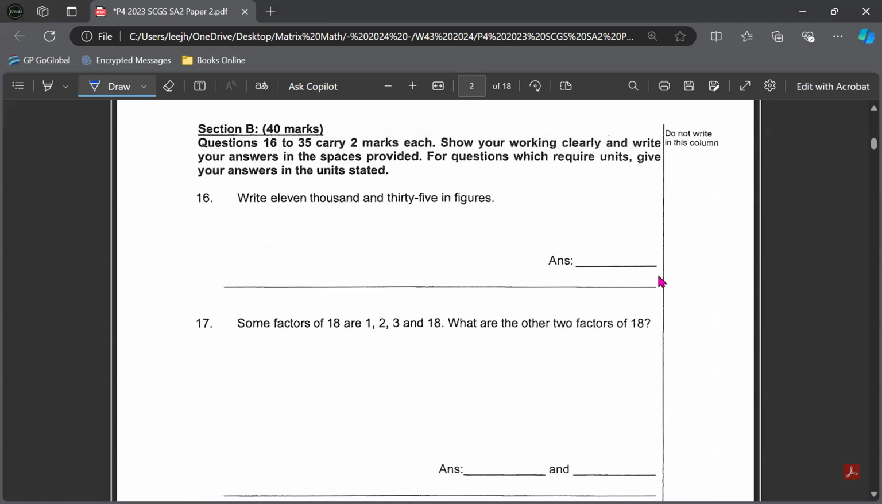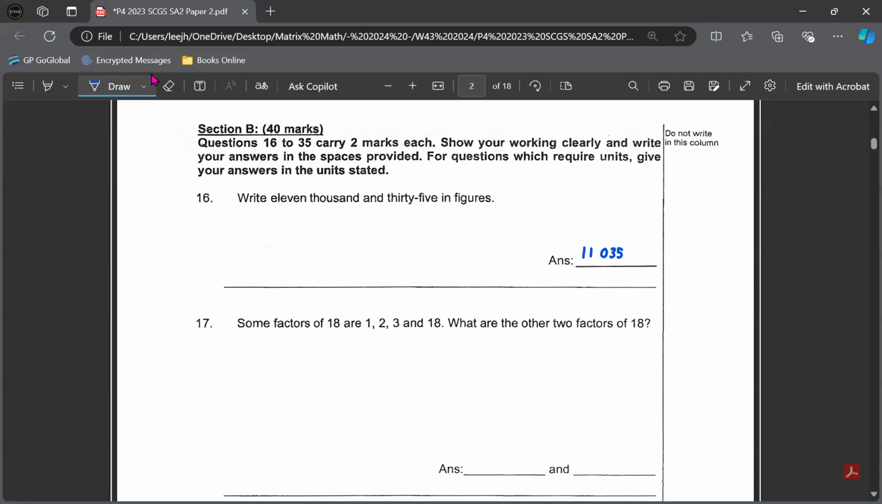Write 11,035 in figures. This one you cannot get wrong. 11,035 is 11305. No, sorry. I'm the one who got it wrong. So sorry, it's me. 11,035. Okay. All right. Yeah. So 11,035 is written like that.